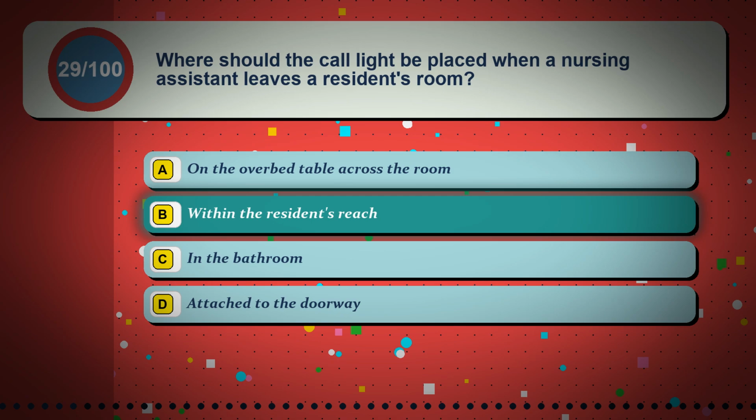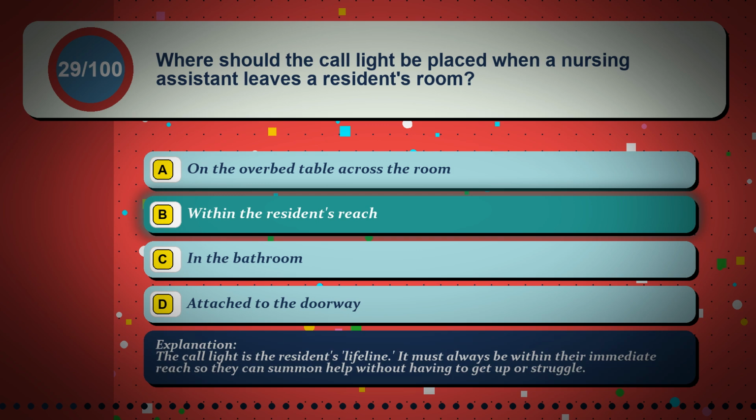The correct answer is option B, within the resident's reach. The call light is the resident's lifeline. It must always be within their immediate reach so they can summon help without having to get up or struggle.